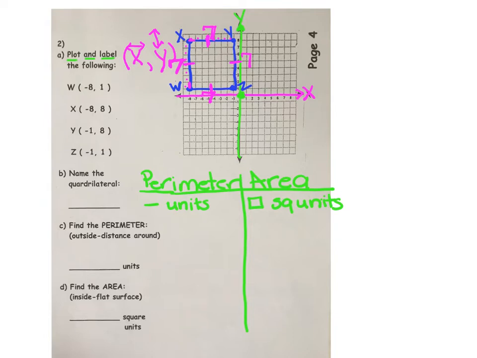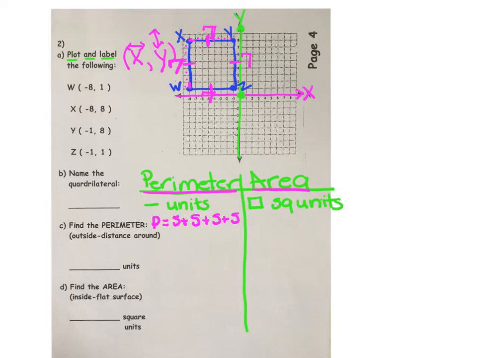Now it's your job to stop the video and find the perimeter, the distance around the outside. You're going to add all 4 sides up. In fact, jot down this formula. P, which stands for perimeter. Since it's a square, we're going to say side plus side, we're using the variable S, plus side plus side. Those are S's.